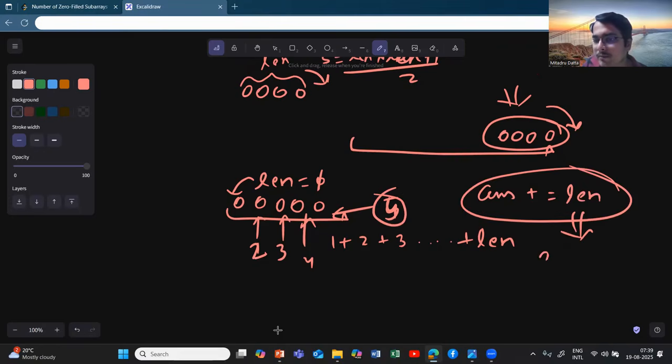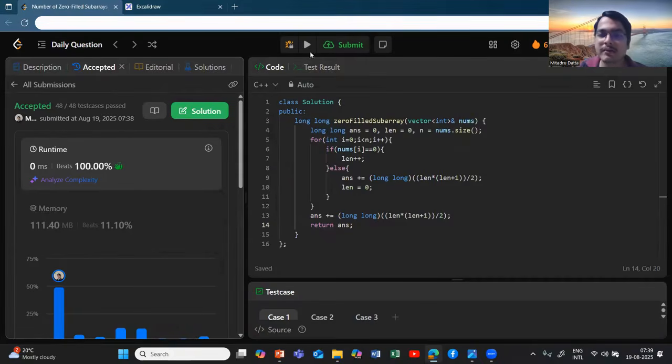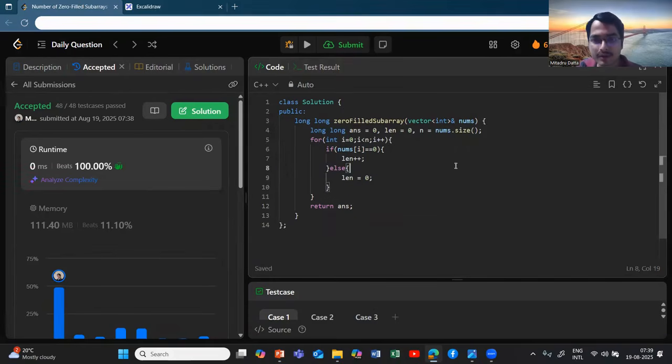At every step you do this, instead of doing answer plus equal to len into len plus 1 by 2 at the last step. Instead of that, you just keep adding this len while it is increasing at every step. Okay, so in that way, things will be much simpler. You don't need this line at all. All you need to do is len plus plus and answer plus equals to len. So I hope that will be very simple for you, and this else statement also will be very clear.